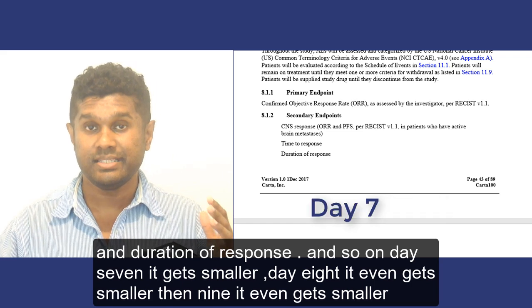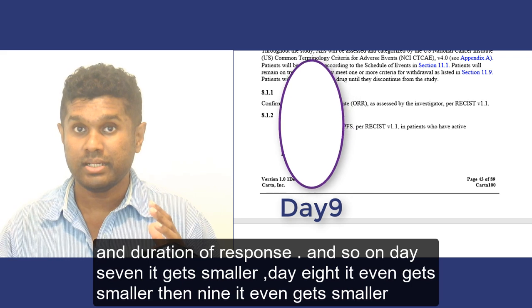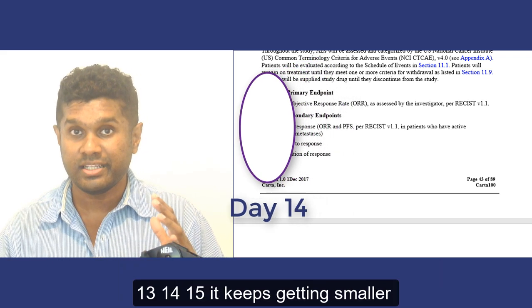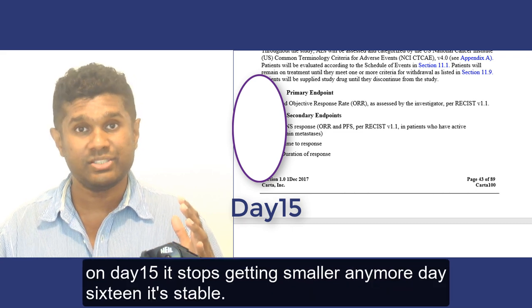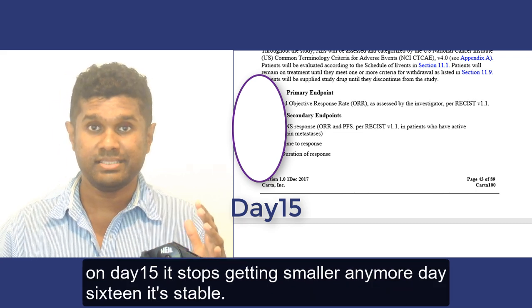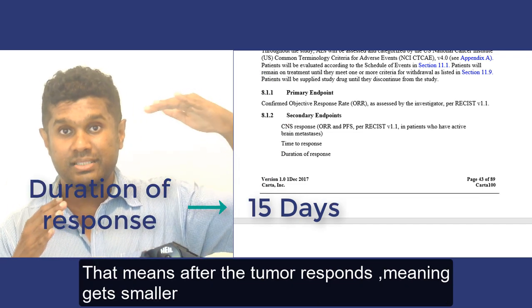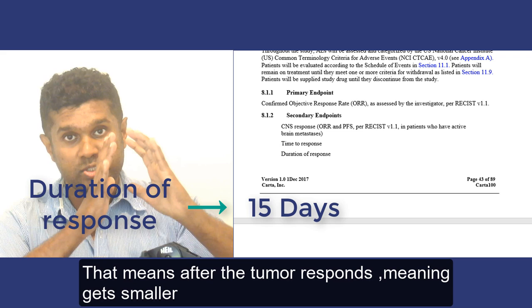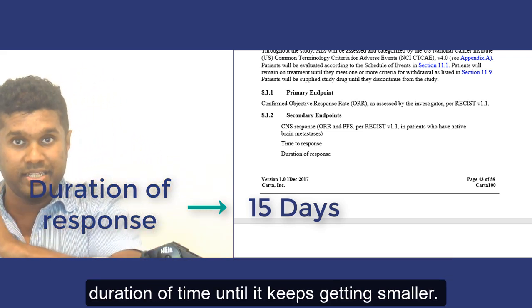And duration of response. So day 7 it gets smaller, day 8 it even gets smaller, day 9 it even gets smaller, then it goes 10, 11, 12, 13, 14, 15, it keeps getting smaller. And at day 15 it stops getting smaller anymore. At day 16 it's stable. So that's the duration of the response. That means after the tumor responds and gets smaller, the duration of time until it keeps getting smaller, right?